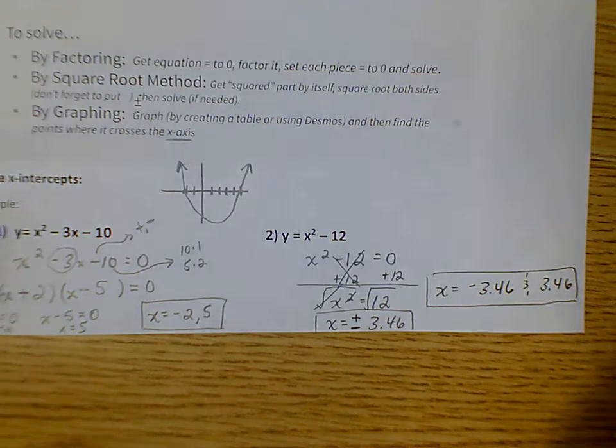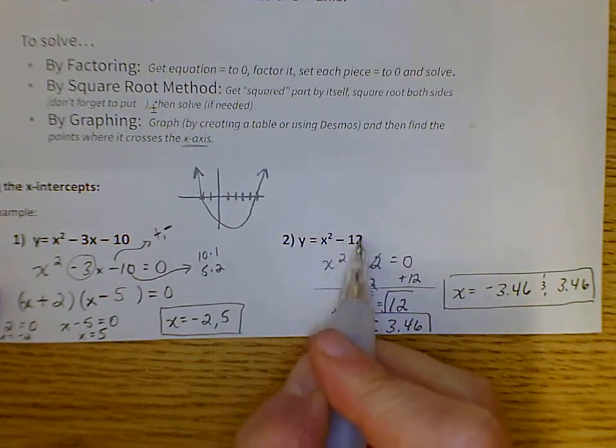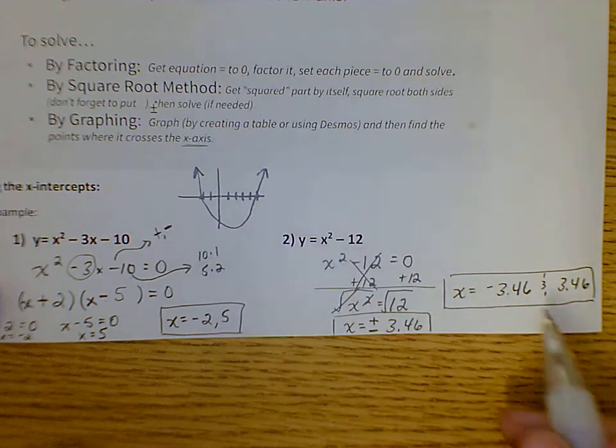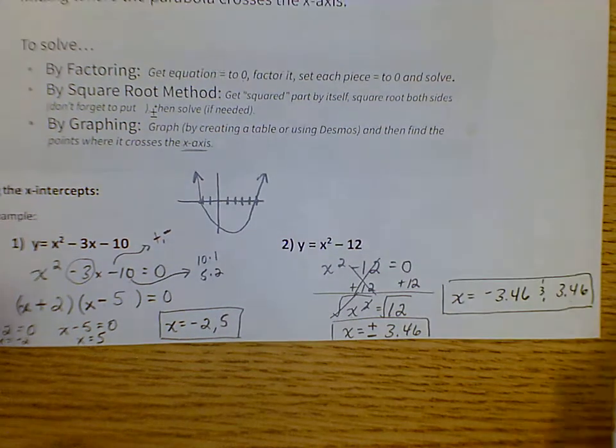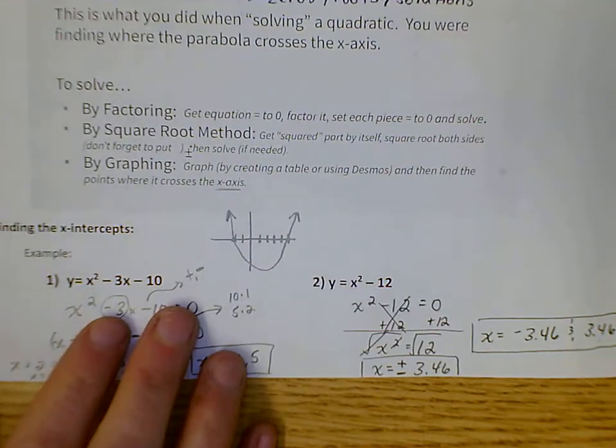And then again, you could kind of sketch a graph of that one too. It would open up, it would hit the y-axis at negative 12, and then this would be where it hits the x-axis. So that is how you find the vertex and the x-intercepts.